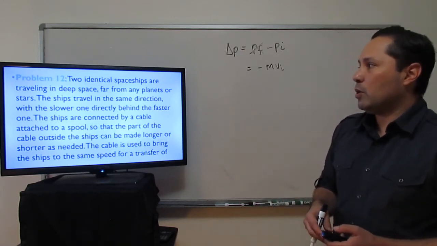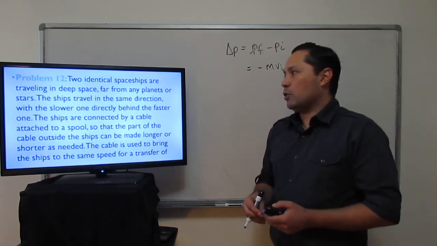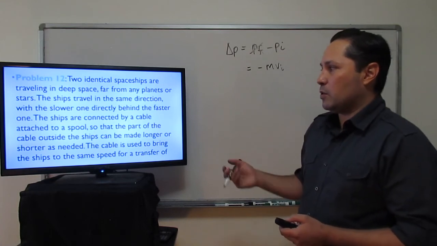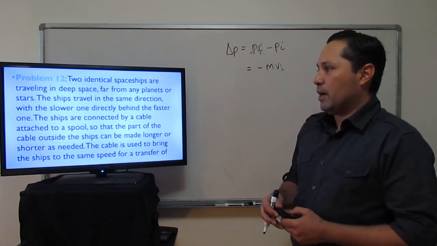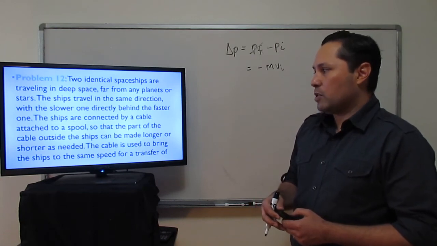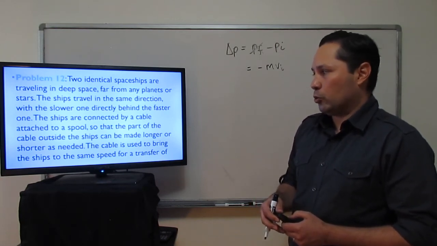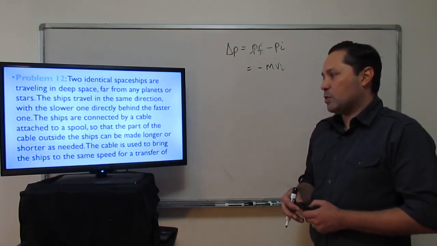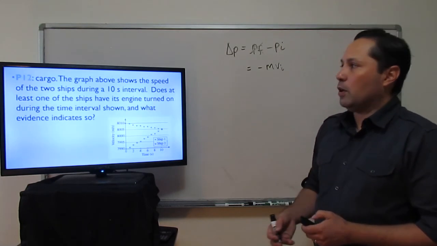The ships travel in the same direction, with the slower one directly behind the faster one. The ships are connected by a cable attached to a spool, so that the part of the cable outside the ships can be made longer or shorter as needed. The cable is used to bring the ships to the same speed for a transfer of cargo.